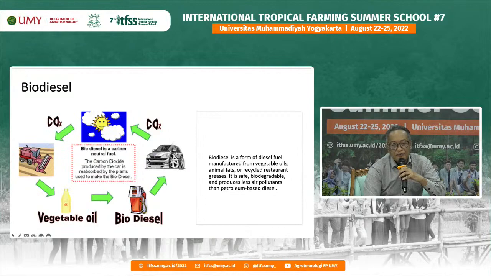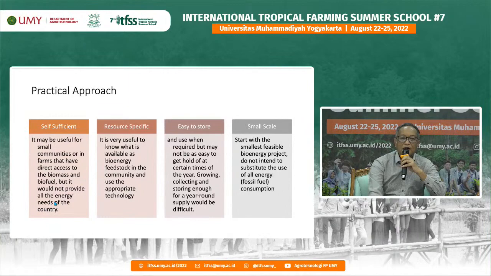Now the practical approach for a bioenergy project: first is self-sufficiency. Try to fulfill your own requirements and not try to fulfill those of the whole country. This is for small-scale projects. And then be resource specific. You have to know what kind of resources you have around you that can become bioenergy. Then try something that is easy to store. And then start small. Small-scale bioenergy is very common to be built in rural areas.